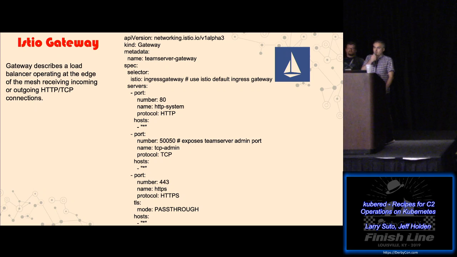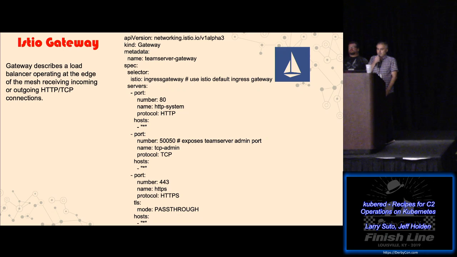So this is a gateway configuration. This takes the traffic from the ingress controller load balancer and exposes it to the cluster, and basically exposes it to Istio's management of Envoy. This is basically the entry point to the mesh. In this case, this is an example of what the entry point to a mesh focused on Cobalt Strike's team server looks like.